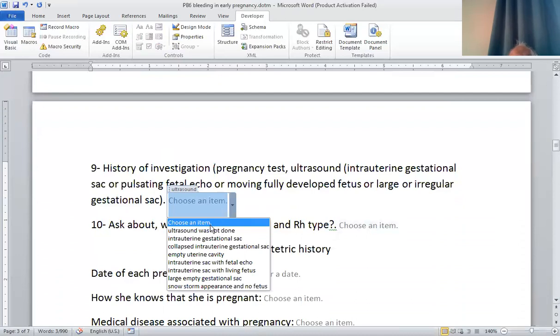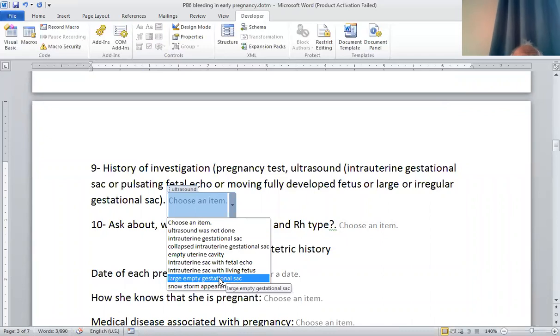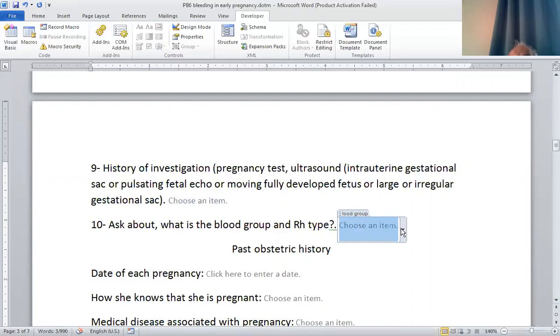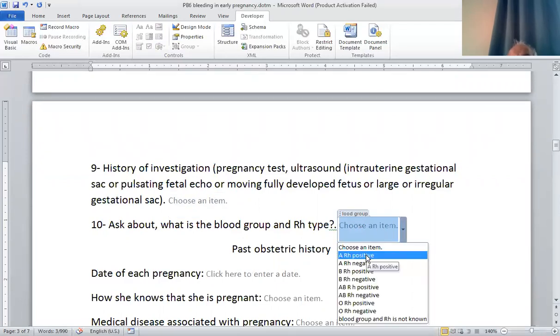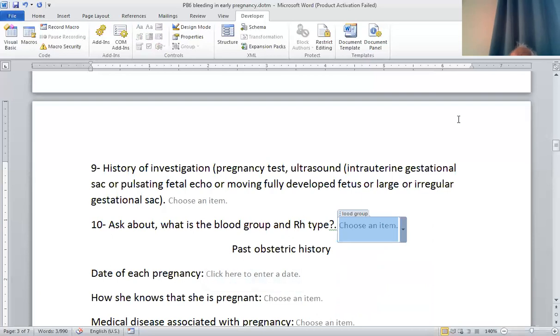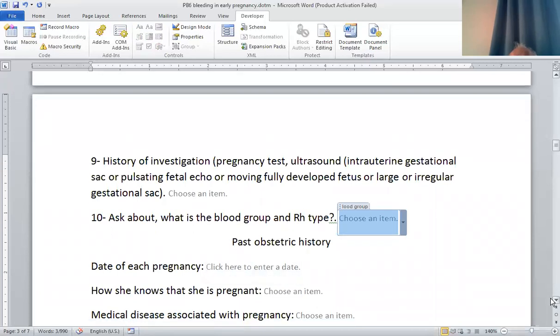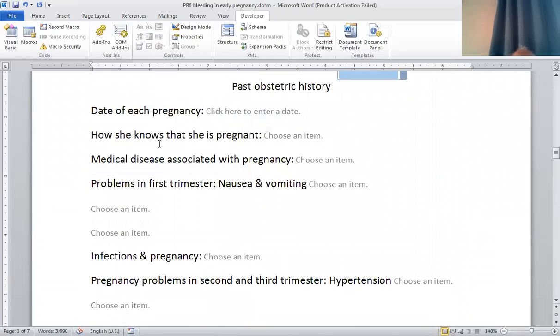Did she have an ultrasound, and does the ultrasound show a gestational sac, or an intrauterine sac with fetal echo, or an intrauterine sac with living fetus, or a large empty gestational sac, or a snowstorm appearance, if she has had one before. What is her blood group: A positive, A negative, B positive, B negative, AB positive, AB negative, O positive, or she doesn't know.